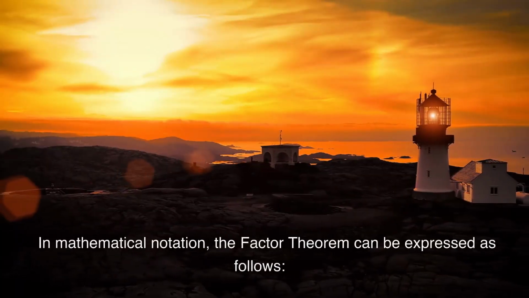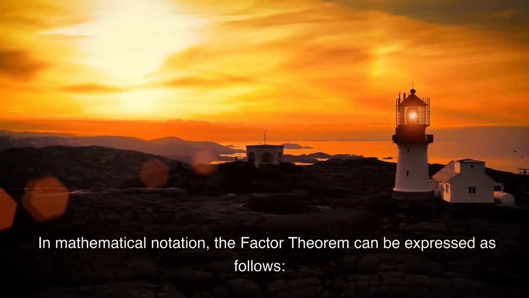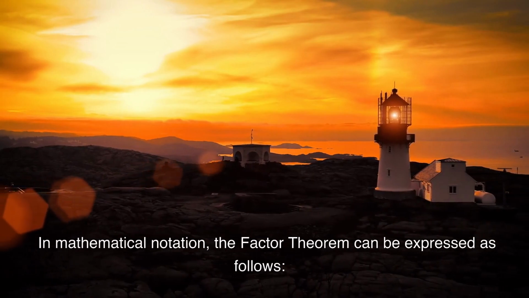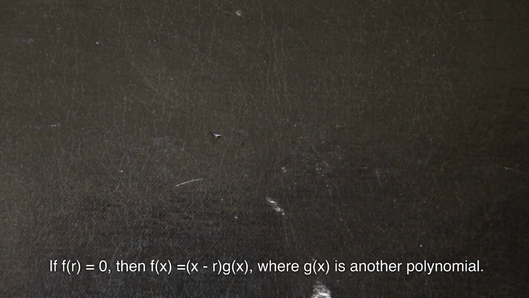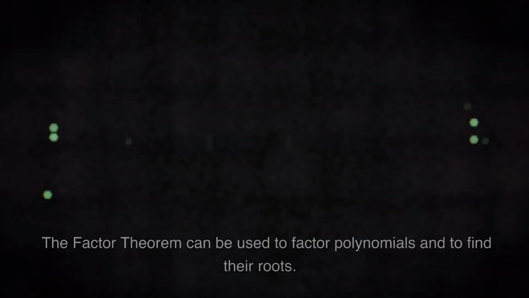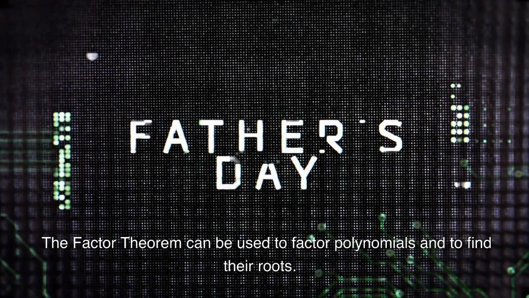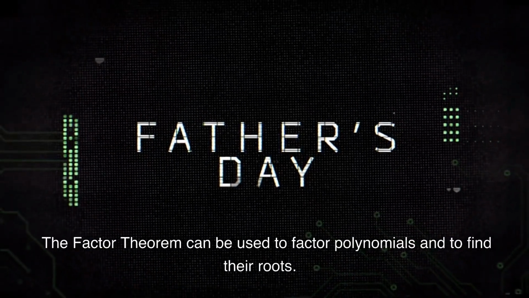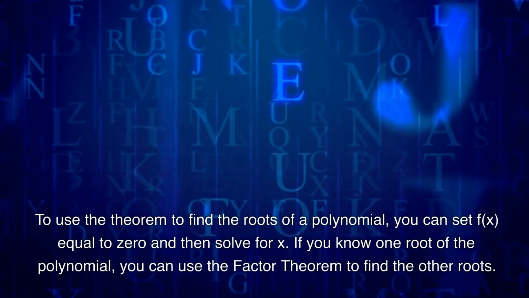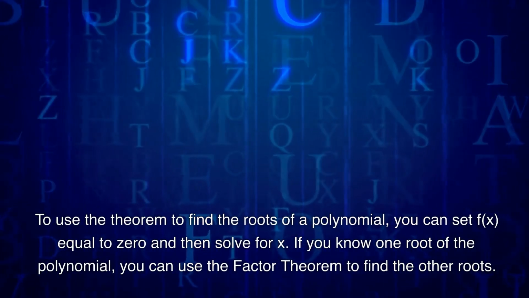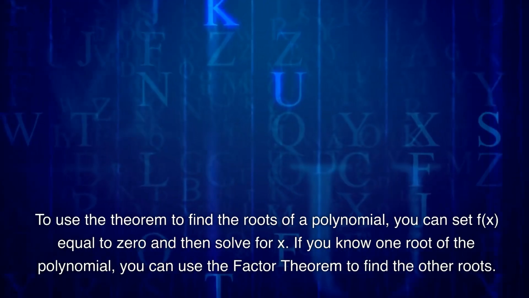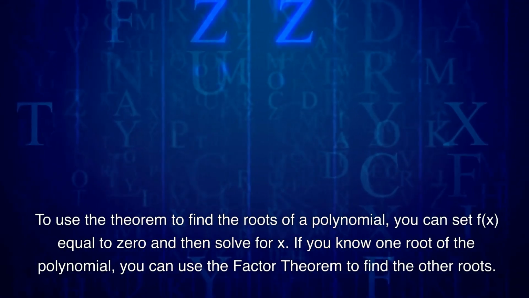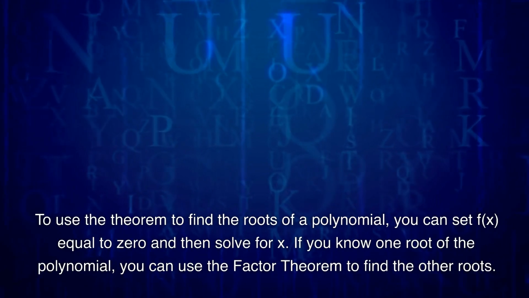In mathematical notation, the factor theorem can be expressed as follows. If f(r) equals 0, then f(x) equals (x - r) g(x), where g(x) is another polynomial. The factor theorem can be used to factor polynomials and to find their roots. To use the theorem to find the roots of a polynomial, you can set f(x) equal to 0 and then solve for x. If you know one root of the polynomial, you can use the factor theorem to find the other roots.